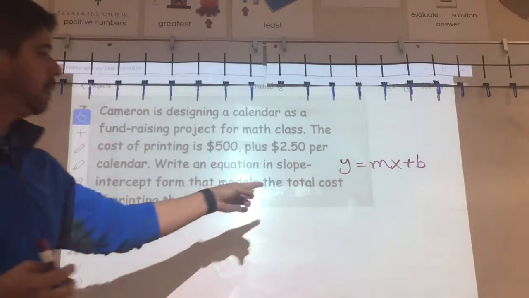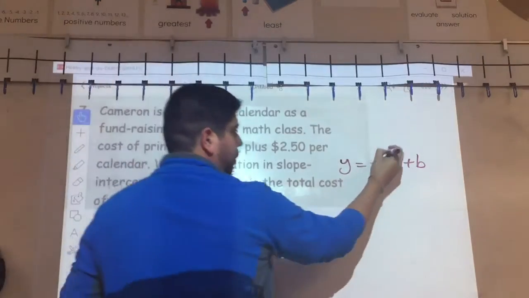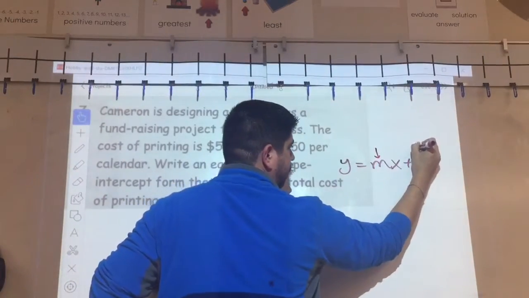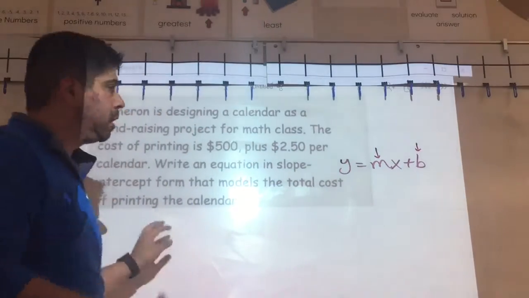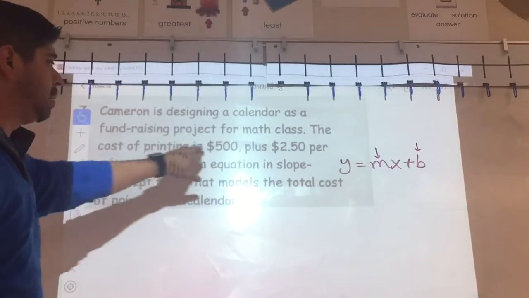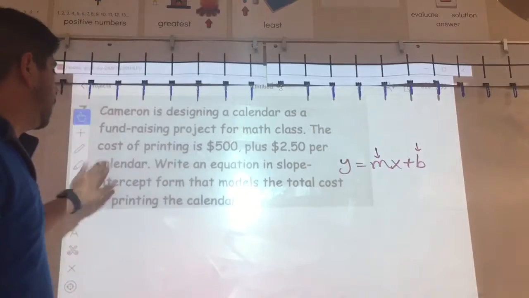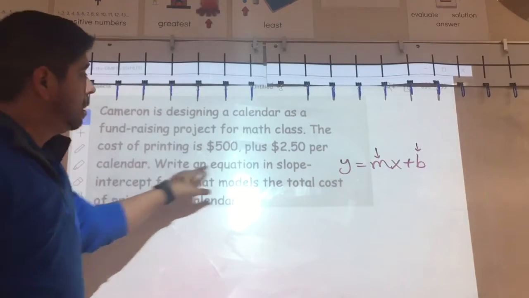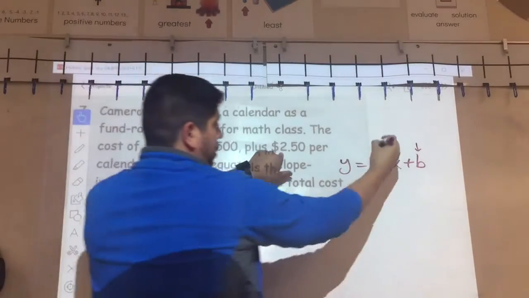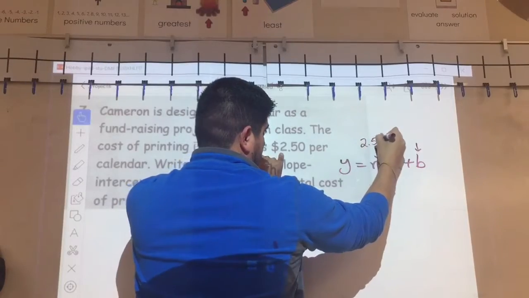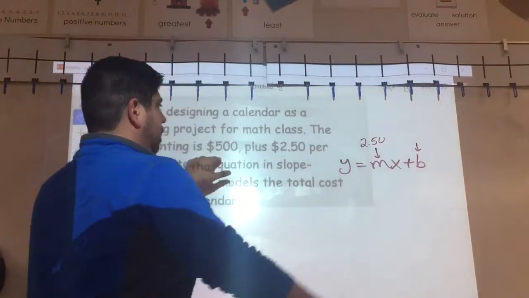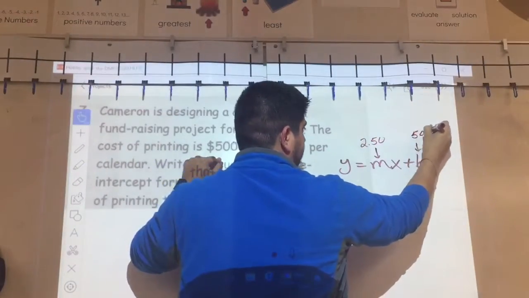So if we're writing in this form right here, we need a slope and we need a y-intercept. Y'all are getting really good about knowing what the slope is. So is it going to be 500 or is it going to be 250 per calendar? Well, what is it per calendar? $2.50. So that is my slope. And the $500 is the y-intercept.